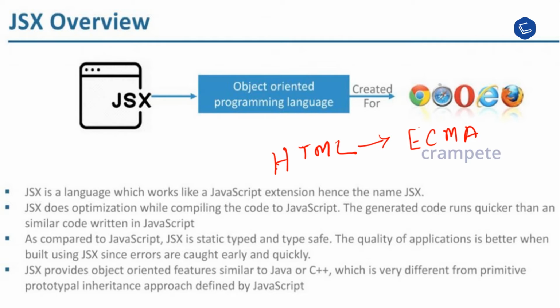As compared to JavaScript, JSX is statically typed and type safe. That is, most of the errors can be caught during compilation. The generated code runs quicker than similar code written in JavaScript. So, the quality of the application is better when built using JSX since errors are caught early. JSX provides object-oriented features similar to Java or C++, which is very different from the primitive prototypal inheritance approach defined by JavaScript.